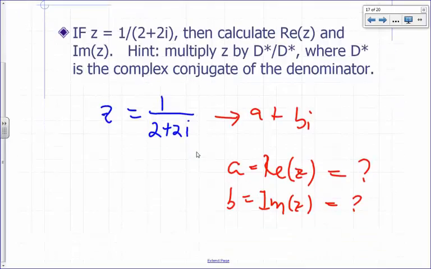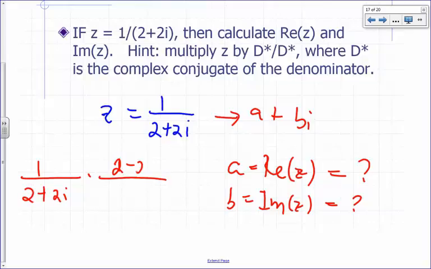What you need to do is, this is like getting rid of square roots in the denominator. You rationalize it. So you multiply this by 2 minus 2i over 2 minus 2i. Because what happens when you multiply this by its complex conjugate? Anytime you have a complex number and you multiply by its complex conjugate, you get a real number. So that gets rid of the i in the denominator. Okay, homework number 2.